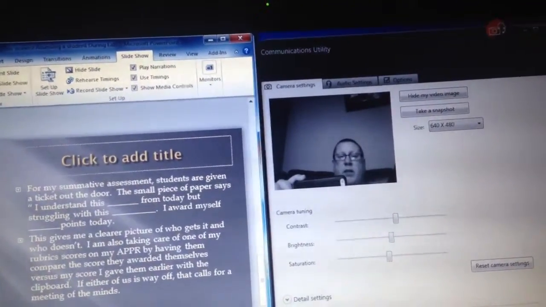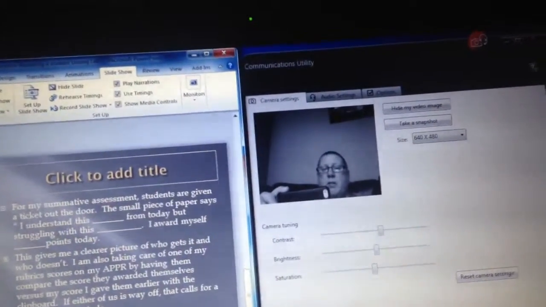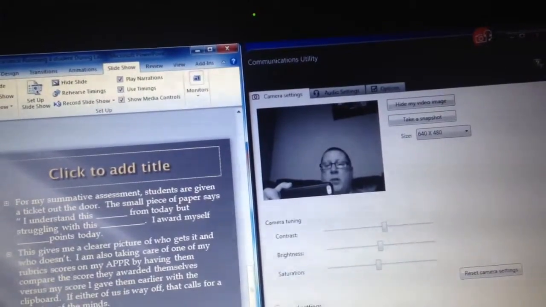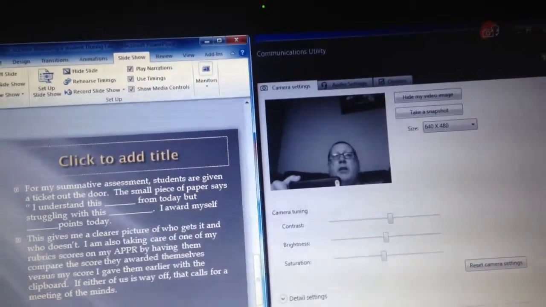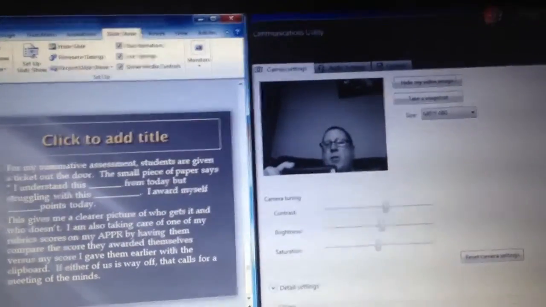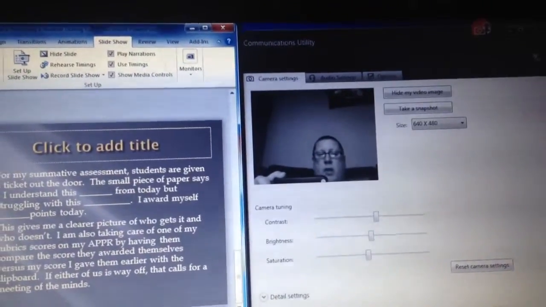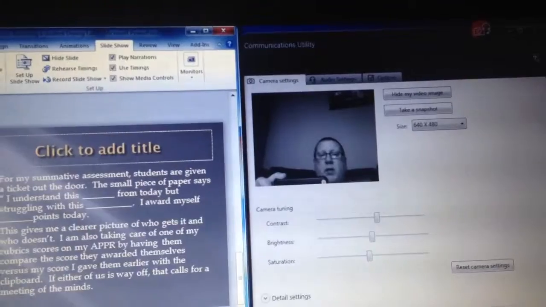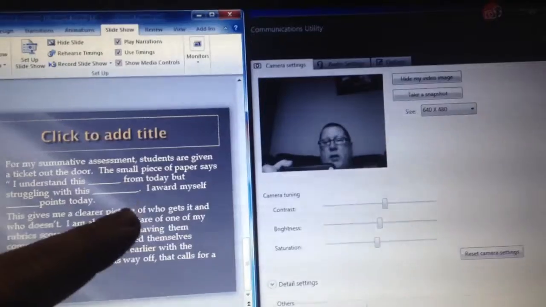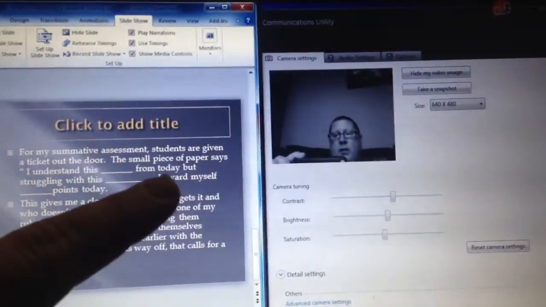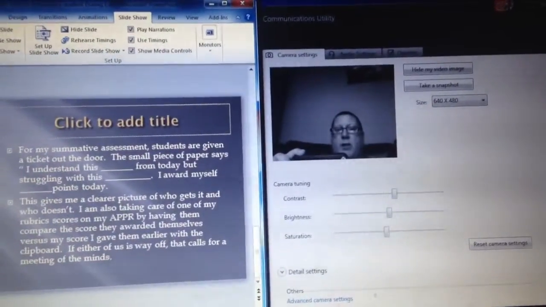I'm also taking care of one of my rubric scores on my APPR by having them compare the scores they awarded themselves versus the score I gave them earlier with the clipboard. So if they give themselves a 1 and they answer the question fine for me, I give them a 4, well, we're way off, so I'll get with that student later and say, why did you think you only got a 1? What are you struggling with? And I'll use that ticket out the door, like my pointer, by the way, as a reference for us to get together and talk about it.